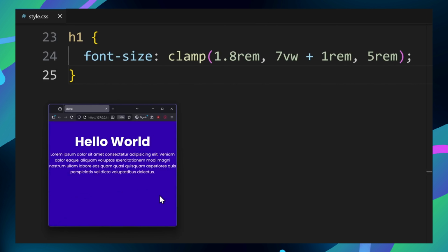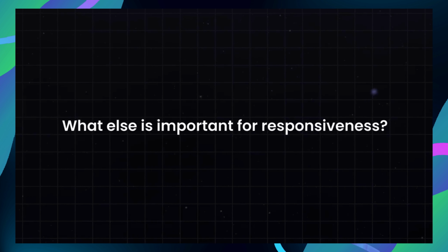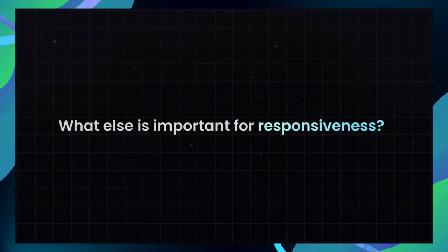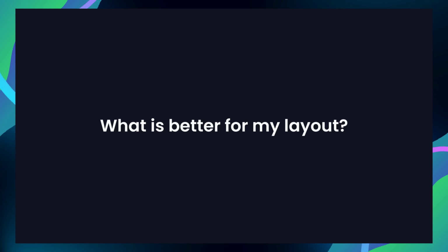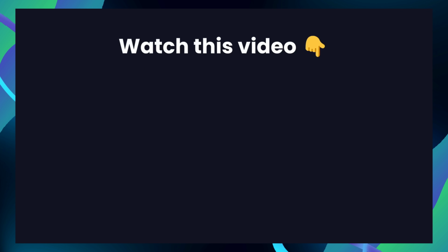Now that we know how to make an element size, its padding and the font size responsive, you might be wondering what else is important for responsiveness. And I would say the most important aspect here would be layout. If you ever wondered what is better for my layout, Flexbox or Grid, then trust me, the answer really depends on what you want to build. So if you want to find out how to decide, then I recommend to watch this video right here.